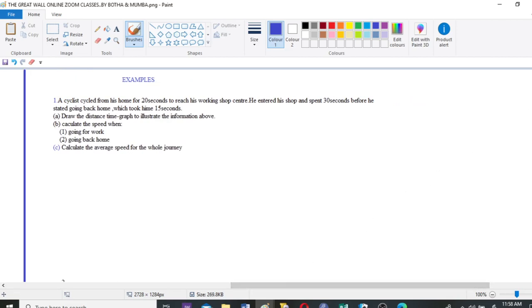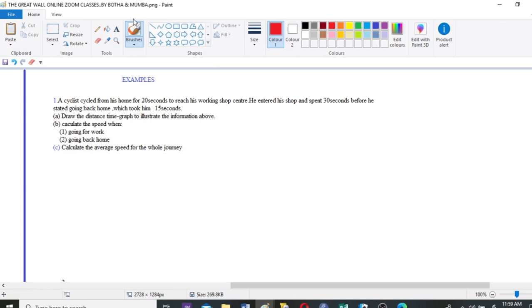The question is, a cyclist cycled from his home for 20 seconds to reach his working shop center. He entered his shop and spent 30 seconds before he started going back home, which took him 30 seconds. We've been asked to draw the distance time graph to illustrate the information above.